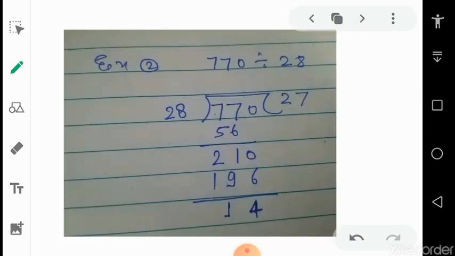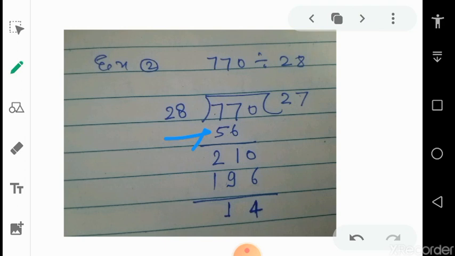second example, 770 divided by 28. Okay, again here we will consider 77, because 7 cannot be divided. So 28 times 2 is 56, we will do subtraction.